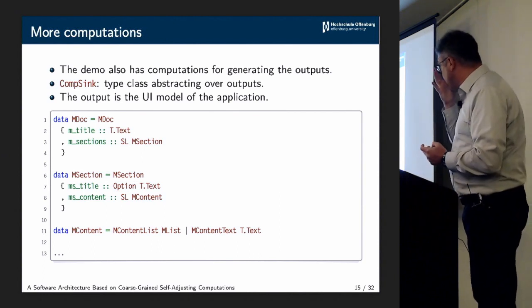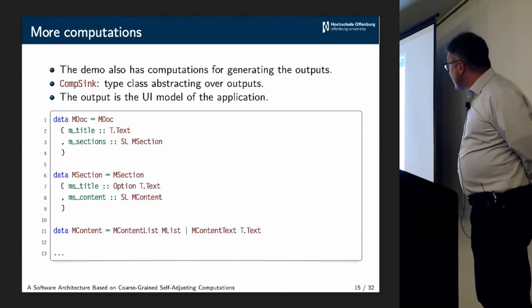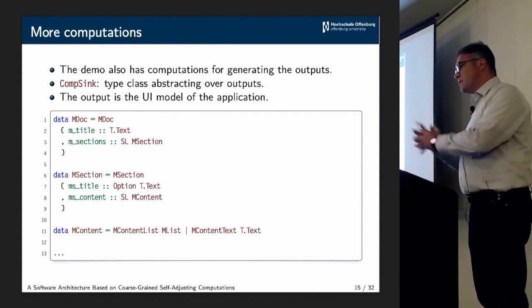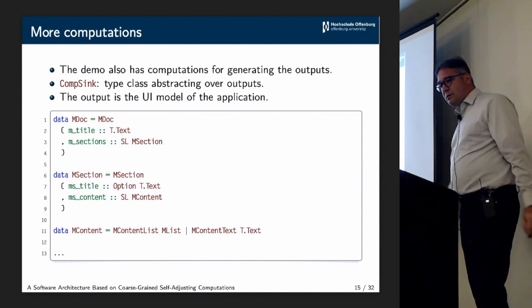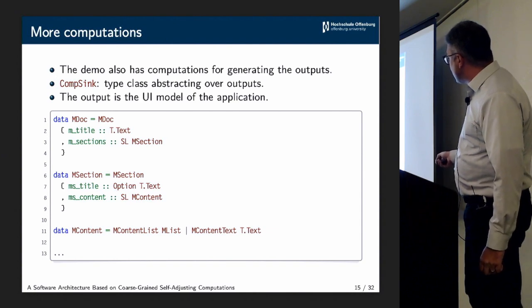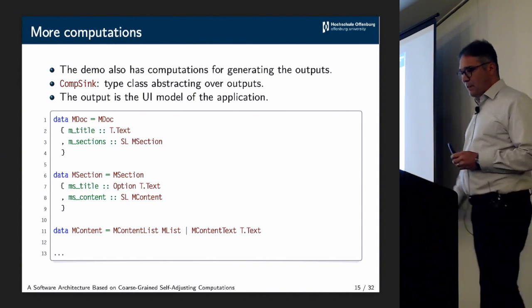And the output of this demo, at least, is the UI model of the application, and basically it's a simple kind of markup language, which for the purpose of the demo I just modeled with Haskell data types. So we have a document here which has a title. SL is a strict list of sections, and a section has also a title and a list of content, and so on and so on.